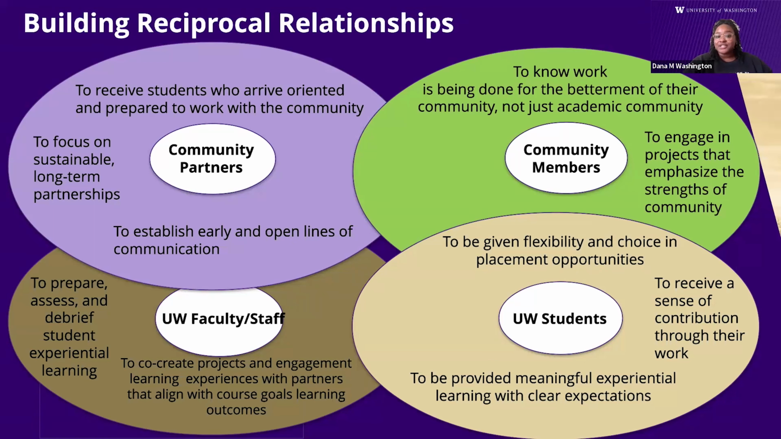UW students, we do a feedback survey at the end of every quarter for partners and for students. And some feedback we get all the time is it is hard to find a placement. So students want to be able to have the flexibility to choose the placements that they have, whether it be local to campus or local to where they are at home that might be really far away.